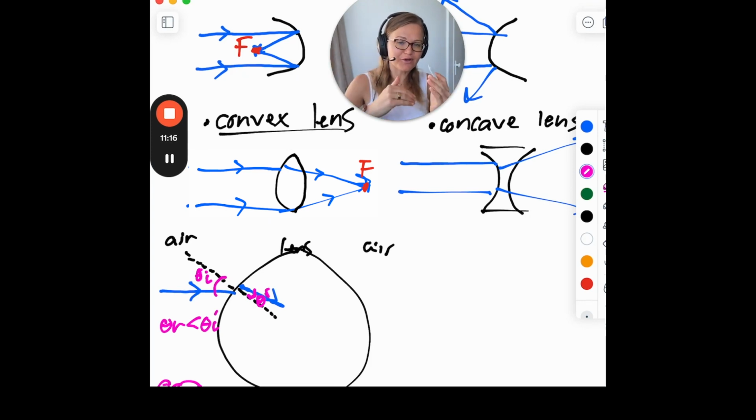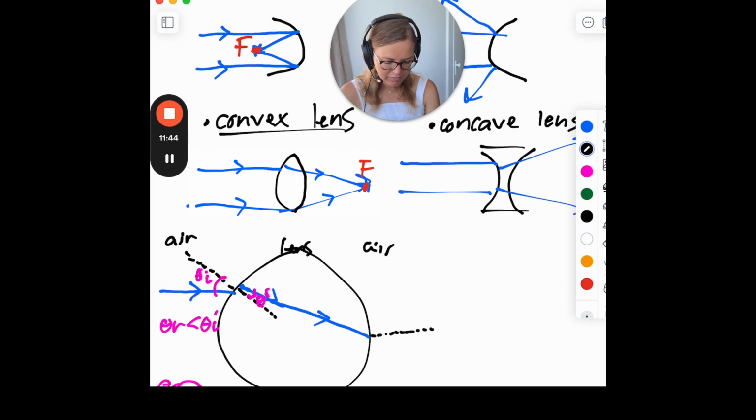Convex lenses converge light inwards. But then let's see what happens when that ray of light then leaves our lens. So if we continue our light ray coming here, we're going to hit our surface again, and let's go ahead and draw our normal again for our surface. It's going to be something like that. So our angle of incidence is going to be here.